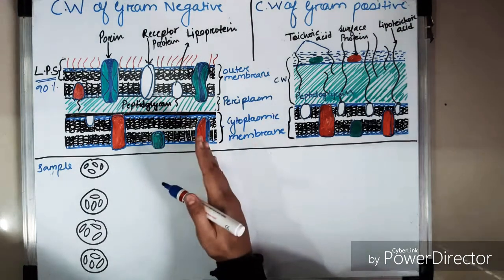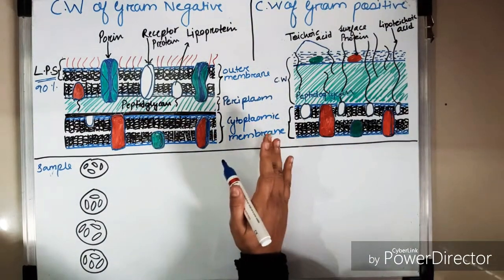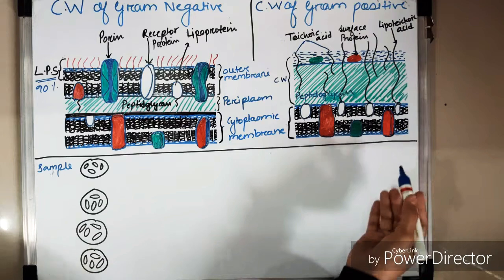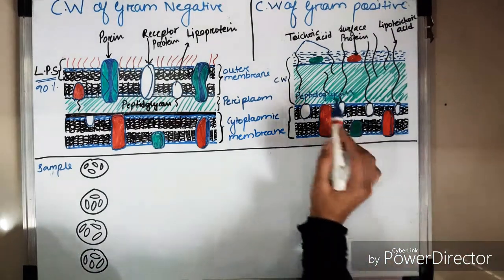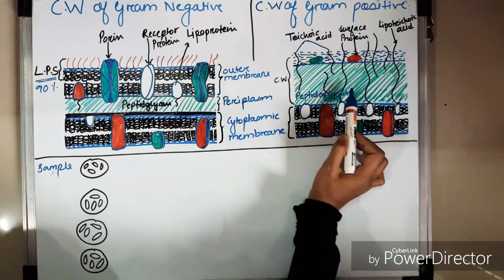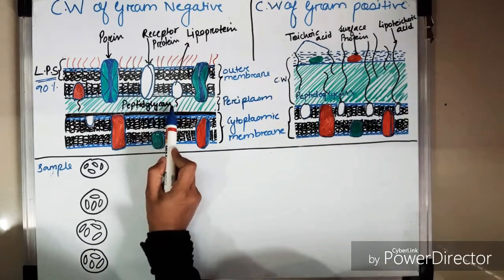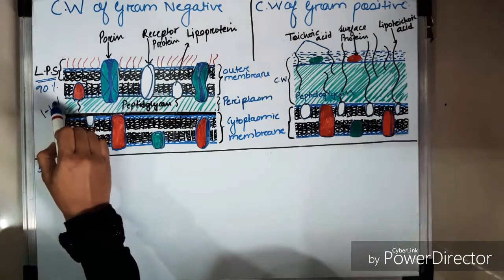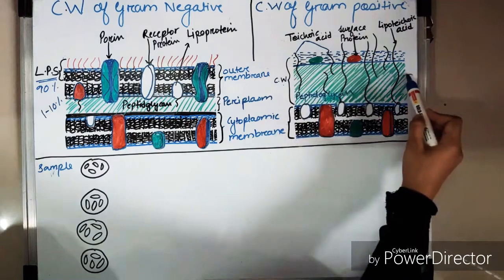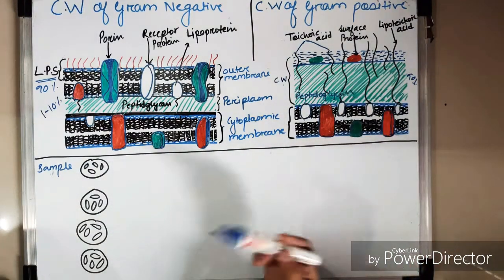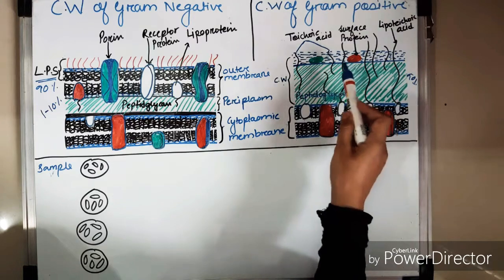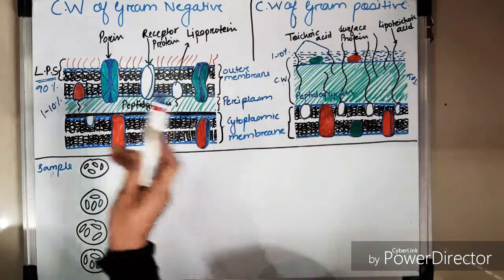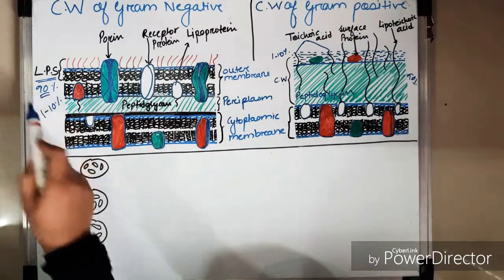So these are the two cell walls of the bacteria: the cell wall of gram-negative bacteria and the cell wall of gram-positive bacteria. As you can see here, the peptidoglycan layer is much thicker in gram-positive bacteria, whereas it is thin in gram-negative bacteria, consisting of 1 to 10% only, and here consisting of 90%. Whereas the lipids here are in a lesser amount, like 1 to 10%, whereas the lipid constituting here is 90%.